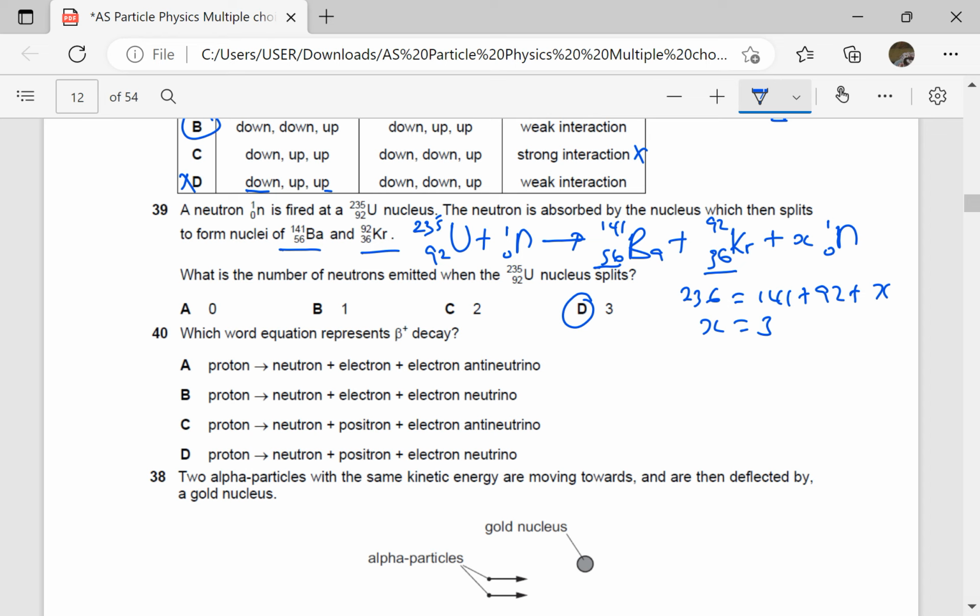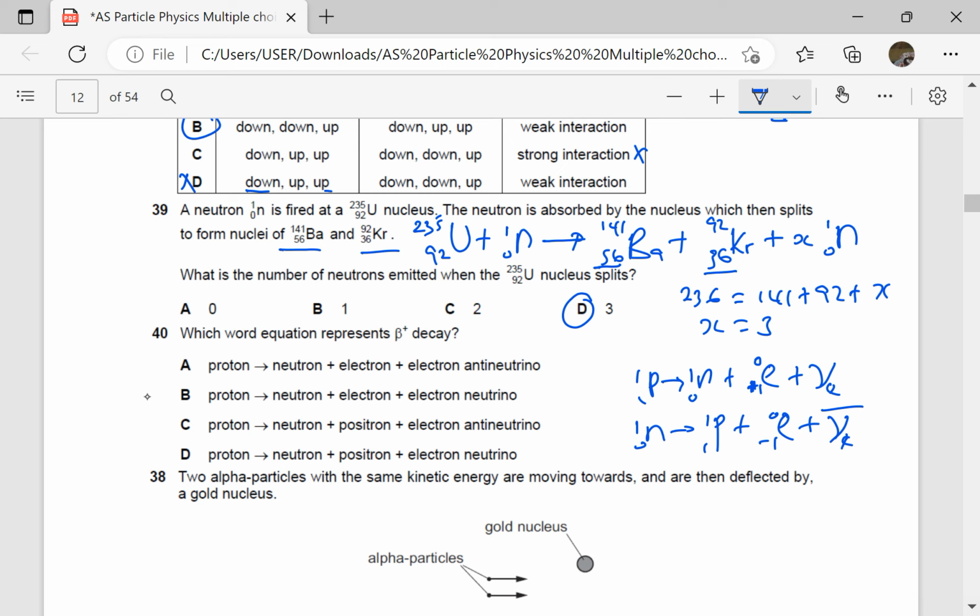Which word equation represents beta plus decay? Beta plus decay, we know that a proton changes into a neutron. This gives us beta plus, e 0 positive 1, to balance. When a neutron changes to a proton, 1 0 n to 1 1 p, this gives us e 0 negative 1. When it is beta plus, that is e 0 positive 1, this is accompanied by a neutrino. When it is beta minus, this is e 0 negative 1, this is accompanied by an antineutrino.